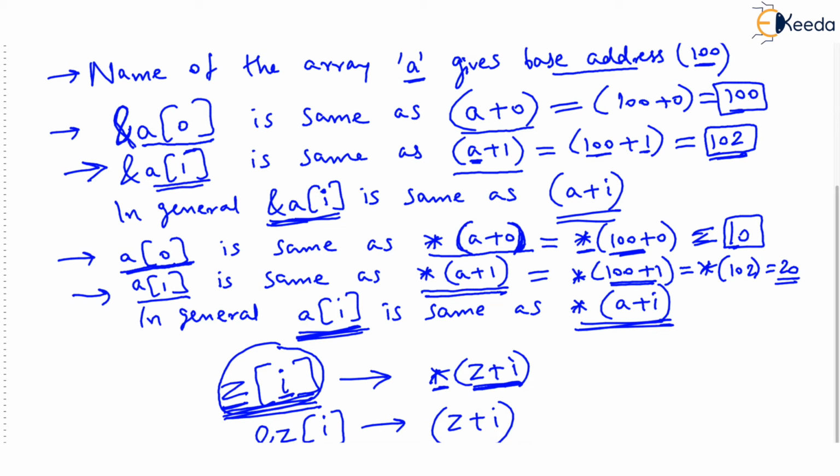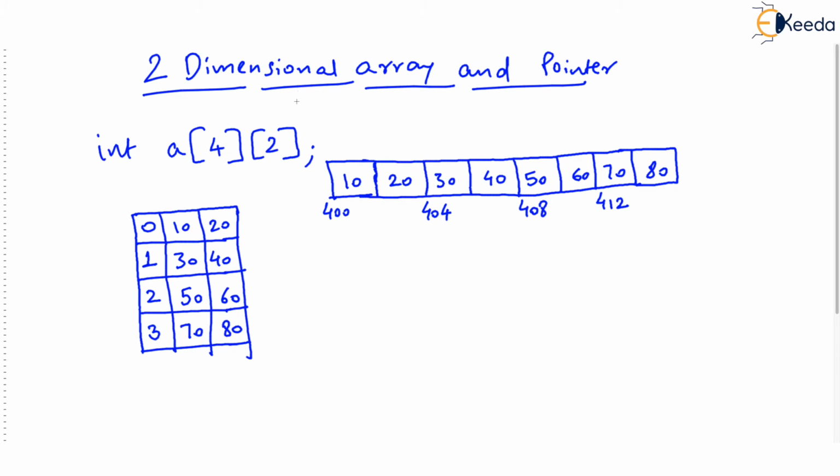But if you are writing Z[i] with the square bracket, then Z is simply added with i again. But you are asking for the address and this itself is the address. So there is no asterisk before it. So keeping these fundamentals in your mind, let's go to the first page where we are looking for a two-dimensional array and pointer.